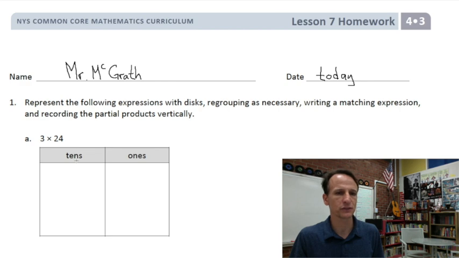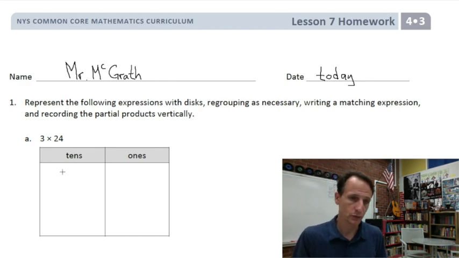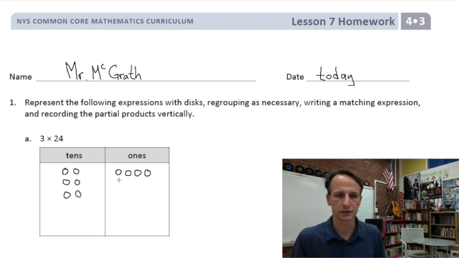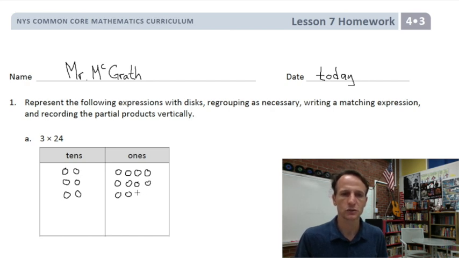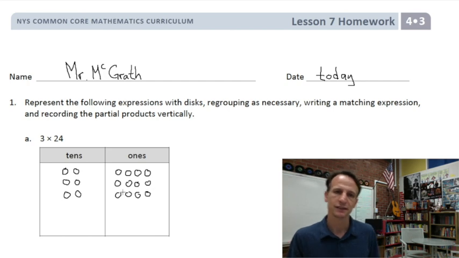So in this first one, we have 3 times 24. So we will draw out 24 on our place value chart with disks. There's 2 tens and 1, 2, 3, 4 ones. And we're doing 3 times, so there's 1 there. So here's another set of 2 tens and a third set of 2 tens. So there's the 3 times 20. And now here's the 3 times 4. We have 4, so we'll do another set of 4: 1, 2, 3, and 4. And then a third set of 4: 1, 2, 3, and 4. It's like we're doing exercise.